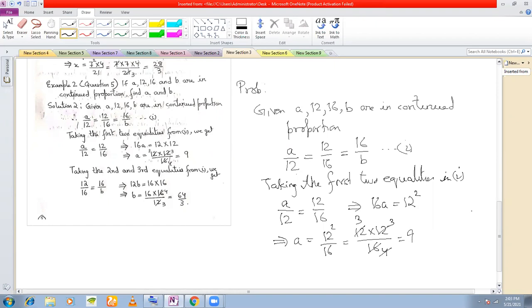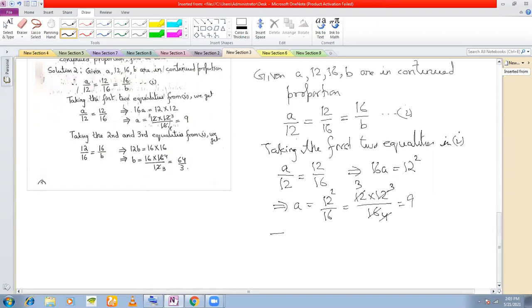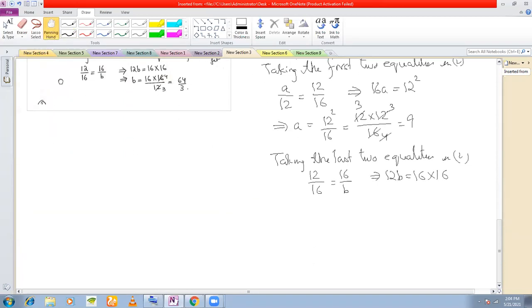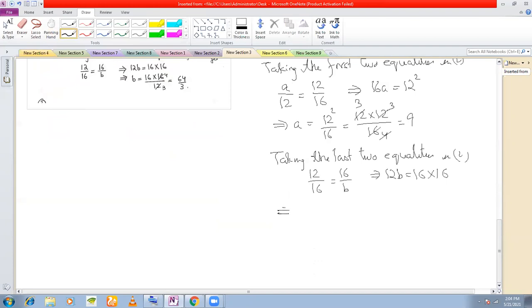Now consider the second and third, taking the last two equalities in 1. What do you get? 12 by 16 must be equal to 16 by B. So 12B is equal to 16 into 16. And therefore B must be equal to 16 into 16 by 12.